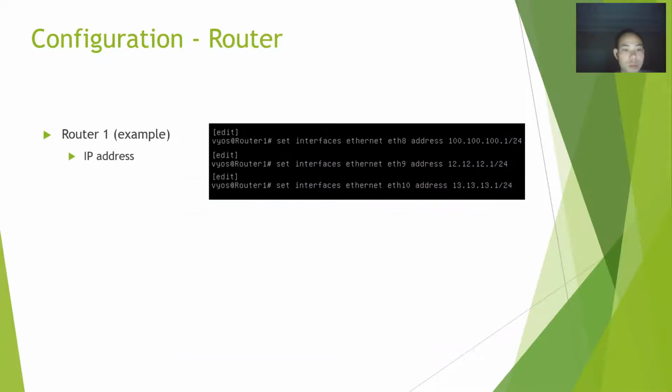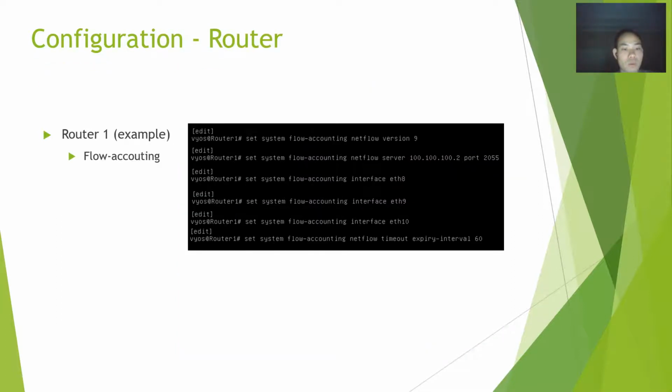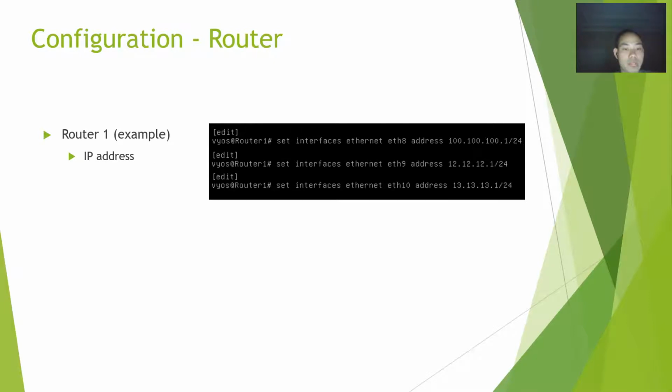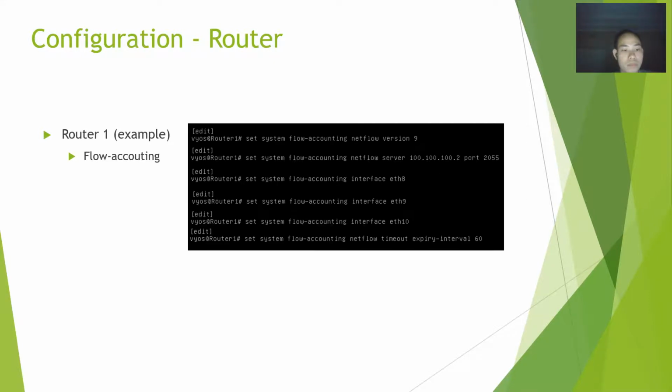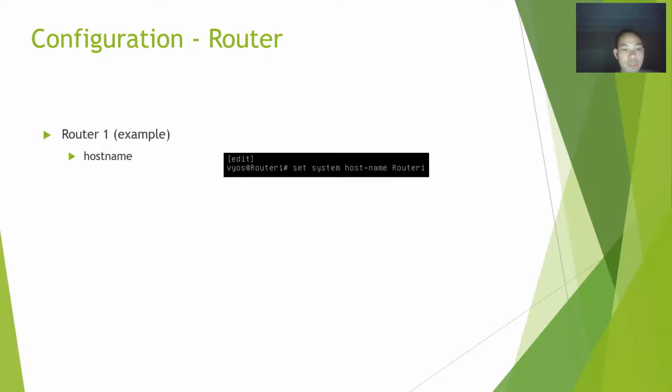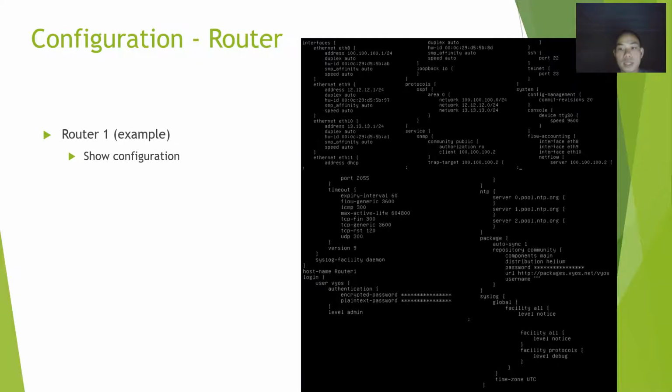200.200.200.2. For the router, I will take router 1 as an example. First, I set the IP address for different interfaces of the router. I'll set up flow accounting, a part of SNMP configuration, and a host name for the router to know which router it is. And this is how I configure router 1. Basically, all the routers could be the same, just different in terms of IP addresses.